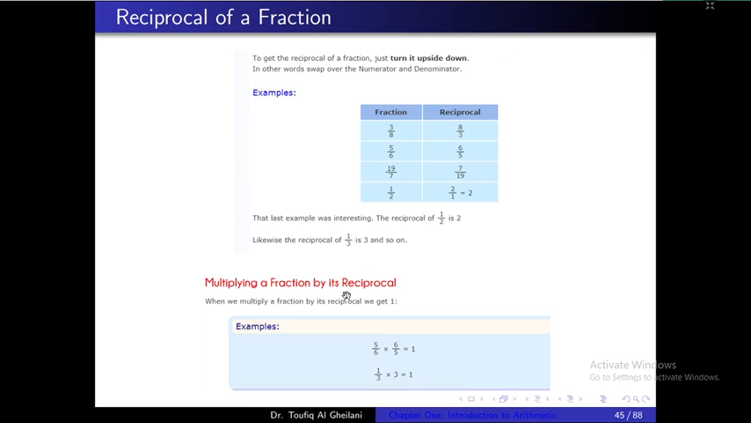Multiplying a fraction by its reciprocal, we get 1. So when we multiply a fraction by its reciprocal, we get 1. For example, 5 over 6 times 6 over 5: we cancel 5 with 5 and 6 with 6, and we get 1. And 1 over 3, a third, what's its reciprocal? 3 over 1. We cancel 3 with 3, and we get 1.